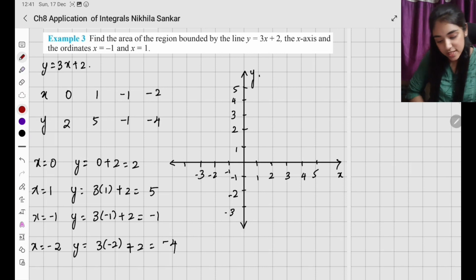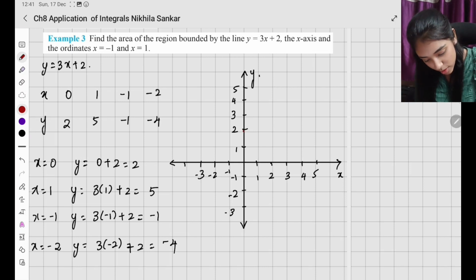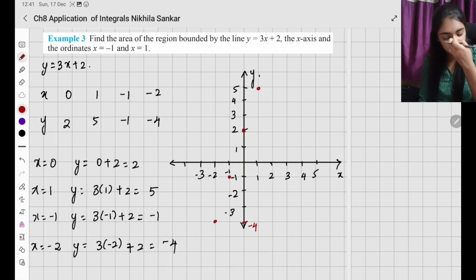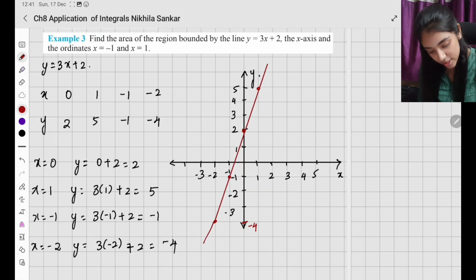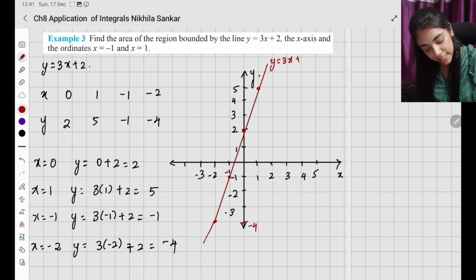So when I plot these values, I have 0 comma 2. So 0 comma 2 is going to be over here and 1 comma 5 is over here. Minus 1 comma minus 1 is this, and minus 2 comma minus 4 is going to be this. So how does my graph look? It is going to be like this, right? So this is going to be y equals 3x plus 2.